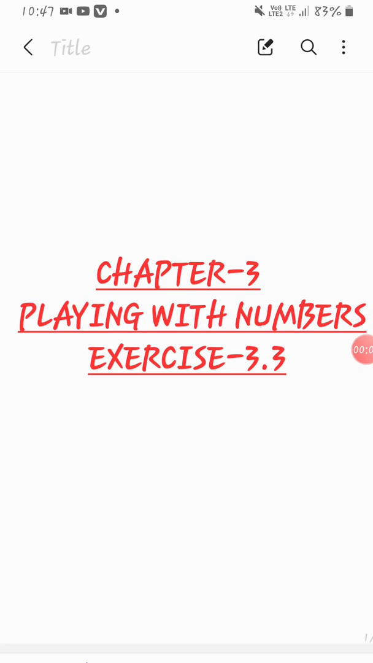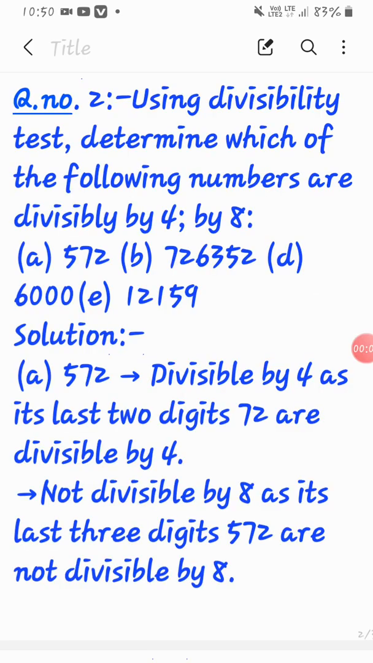In our last video we discussed Chapter 3, Playing with Numbers, Exercise 3.3 introduction part, that is the rules of divisibility. I hope you have understood well, and today we are going to start the exercise questions of 3.3. Question number 1 I have given you as homework. I hope you have finished it in your homework copy. Today we are going to start at question number 2.